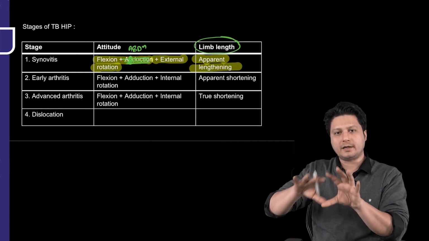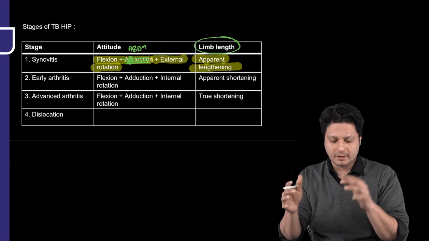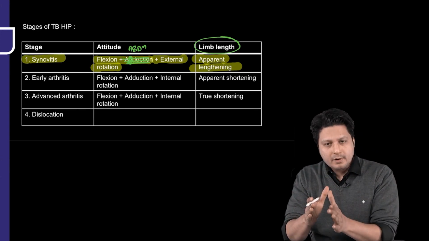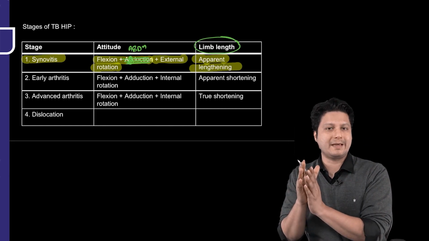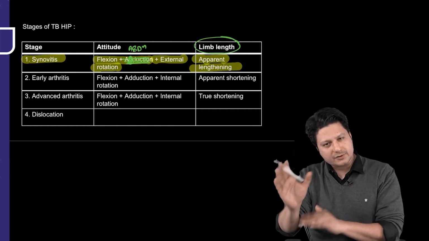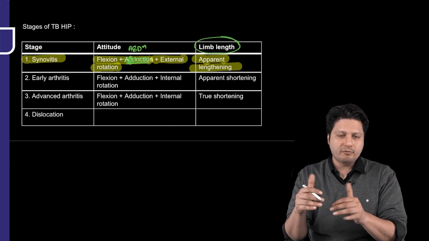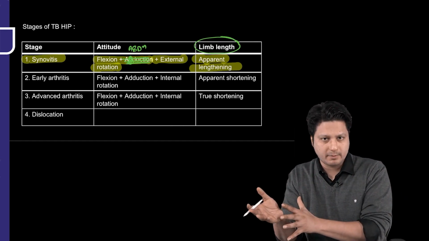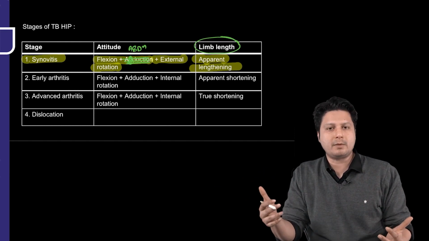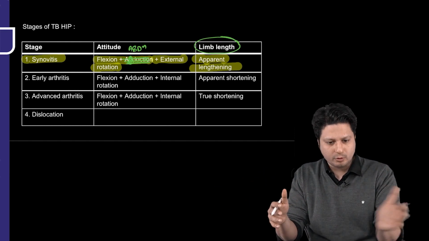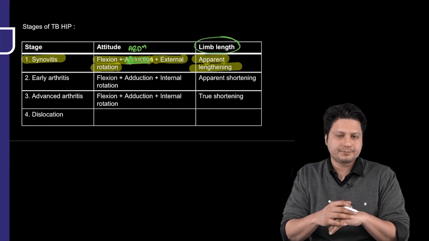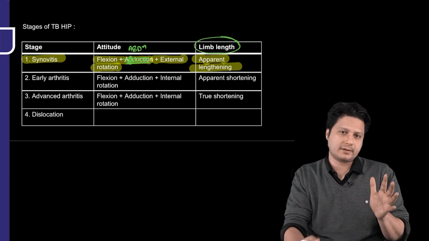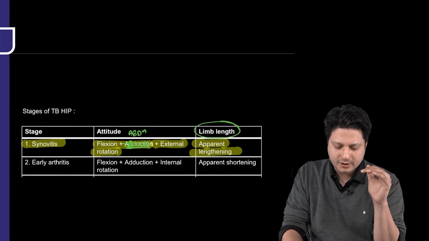Hopefully everything is clear related to stage 1. So stage 1, what will happen? This is the stage of synovitis, and what all is happening in this stage, the limb or the thigh or the hip joint would be kept in flexion, abduction, external rotation, and the length of the limb will be appearing longer compared to the normal, although this is not the true lengthening, because when you measure the size of the limb, both of them are found to be of the same length. It is only because of the compensatory down tilting of the pelvis on the affected side. So that is point number 1, stage of synovitis.